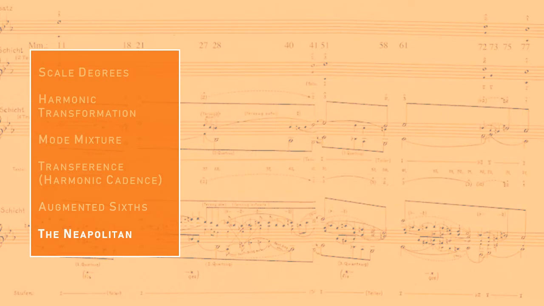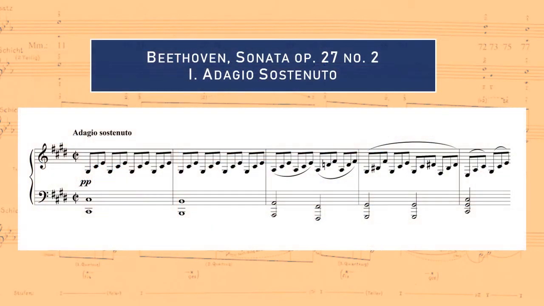We encountered the Neapolitan earlier in our discussion of Chopin's revolutionary etude in the section on harmonic transformation. The Neapolitan is a special kind of mode mixture because it actually borrows from a specific mode, the Phrygian mode, which has a naturally flattened scale degree 2. For that reason, Schenkerians more often refer to it as the Phrygian 2 than as a Neapolitan. Here is a famous use of the Phrygian 2 as a chromatic predominant in the opening cadence that frames the key of C sharp minor in the first movement of Beethoven's Moonlight Sonata.